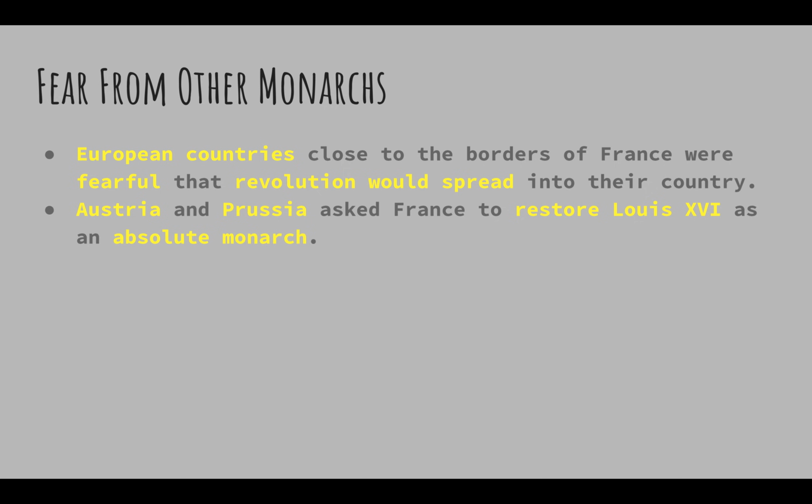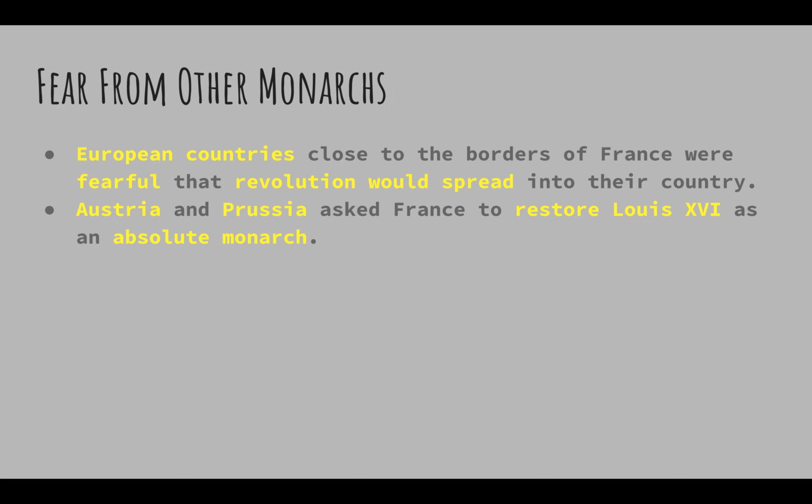So what ends up happening is Austria and Prussia are asking, in a polite way at first, I guess we can say, to France, you need to restore Louis XVI as an absolute monarch. Okay, because remember, he's a limited constitutional monarch at this point. Louis has to listen to rules and laws that all the citizens of France have to listen to.